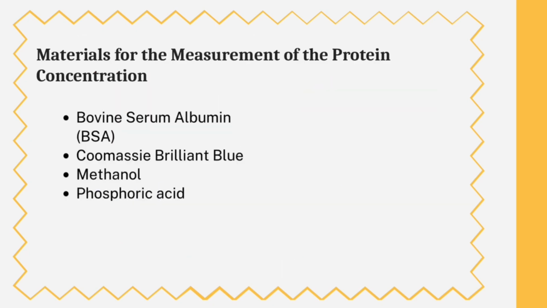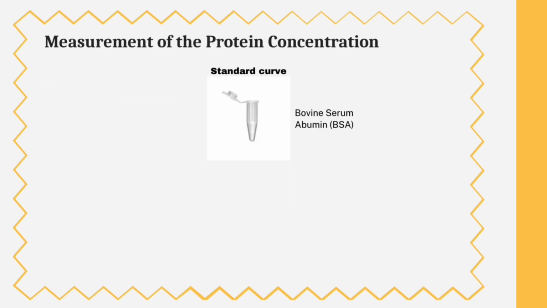The materials for the measurement of the protein concentration are bovine serum albumin, Coomassie brilliant blue, methanol, and phosphoric acid. Now, how can we measure the concentration of the protein in the solution? We need a calibration curve. And how to make the calibration curve?